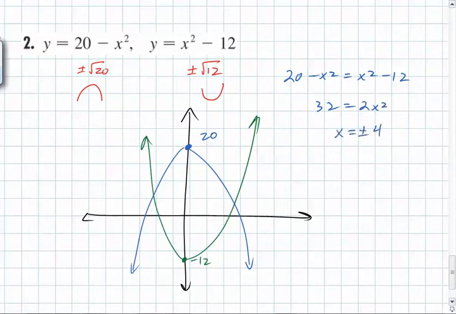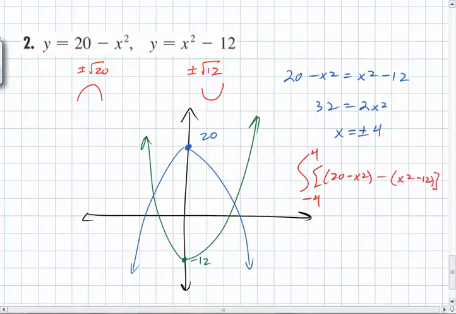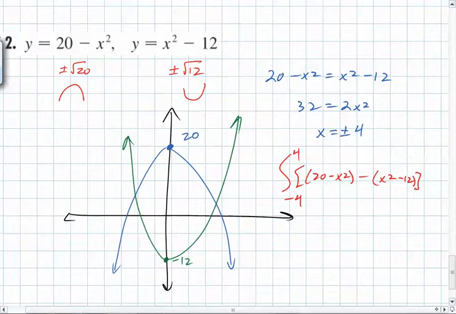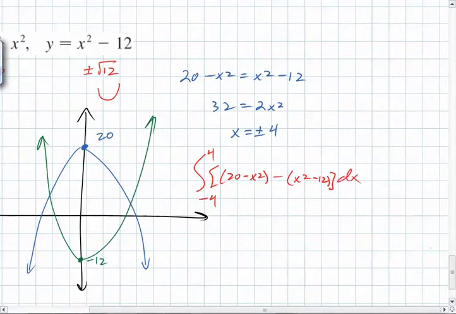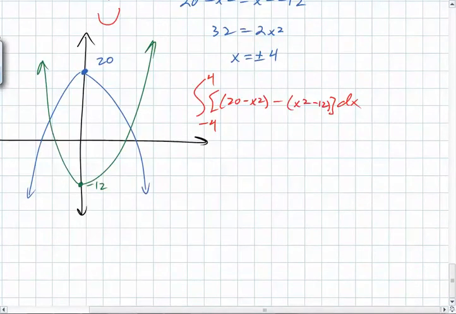So what's our integral? Negative 4 to 4 of the upper one, which is 20 minus x squared minus the lower one, dx. You are absolutely correct. Nice. So can you finish that theoretically? If I take it from 0 to 4 and multiply... You want to go from 0 to 4 and double it? Yeah, you can do that.